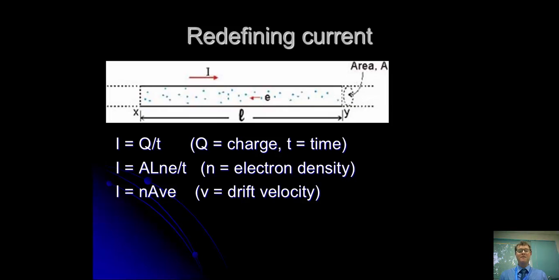Taking this a little bit further, if I see that we have length divided by time, well, length divided by time is basically a velocity, so therefore I can change that to my drift velocity. So the current now equals nAve, the electron density multiplied by the area multiplied by the drift velocity multiplied by the charge of an electron.